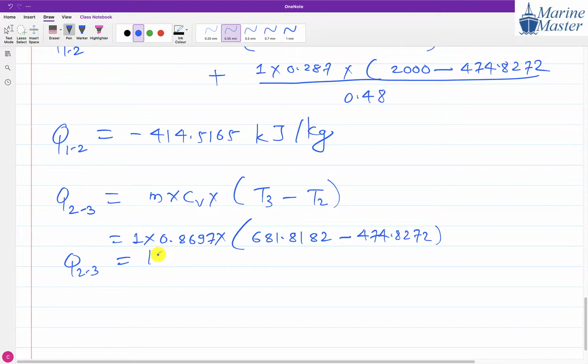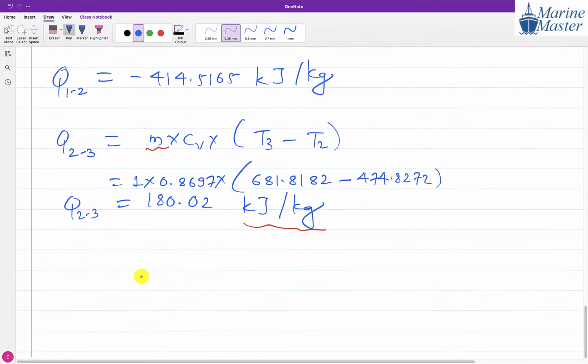180.02, unit kilojoule. Kilojoule per kg. Why are we taking per kg? Because they say per kg basis. So we got that, and then what will we become?